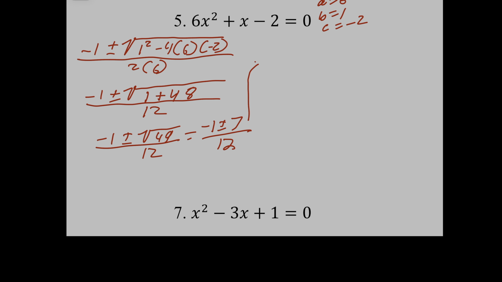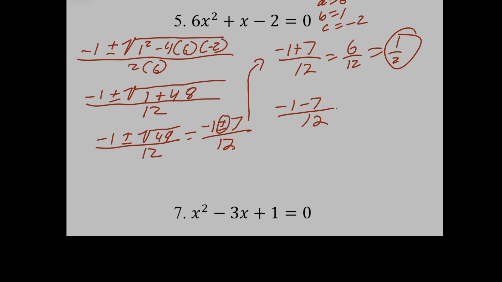Okay, well, I'm going to write this 2 different ways. First, I'm going to write negative 1 plus 7 over 12. And then I'm going to write negative 1 minus 7 over 12. Okay, I'm just doing the plus minus. Negative 1 plus 7 equals a positive 6 over 12, or 1/2. And this one is going to equal, when I do my add a line, change a sign, I'm going to get a negative 8 over 12, which is going to give me a negative 2/3 when I reduce. And that, my friends, is number 5.